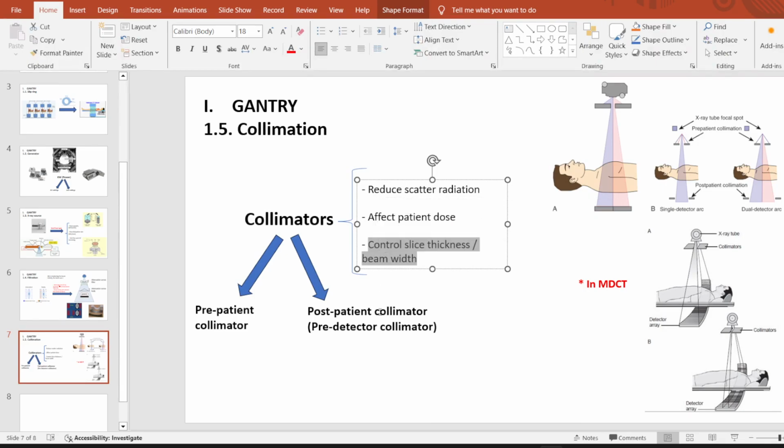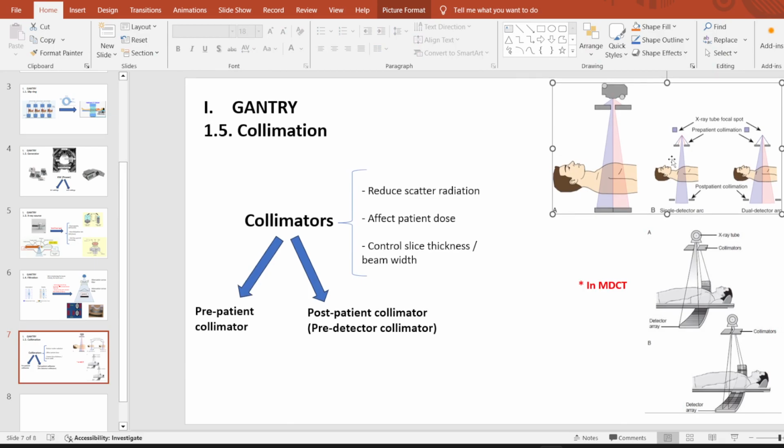So this is the most important thing you've got to know, right? You control the slice thickness by controlling the beam width. That's it. That's why collimators are used. So that's an illustration for you right here.